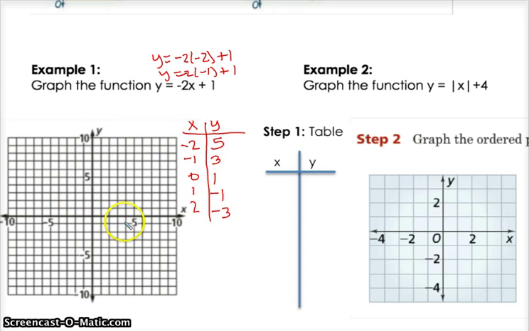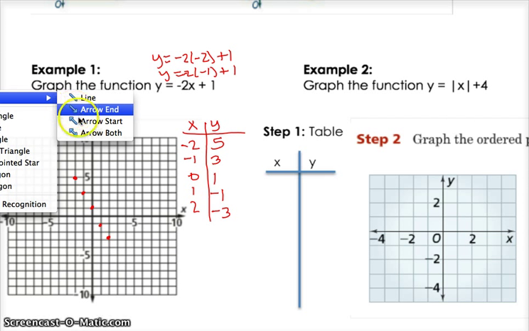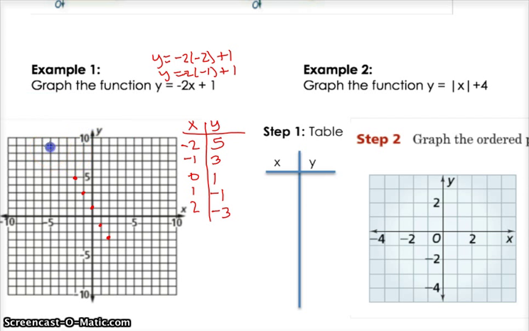Now I move over to the graph. I plot my points. So I go over -2, up 5. I go over -1, up 3. Over 0, up 1. Over 1, -1, and over 2, -3. And I should see all of my points forming a nice solid line. And I'll go ahead and just put in a nice solid line through there. Oop, I whiffed. Let's try it again.